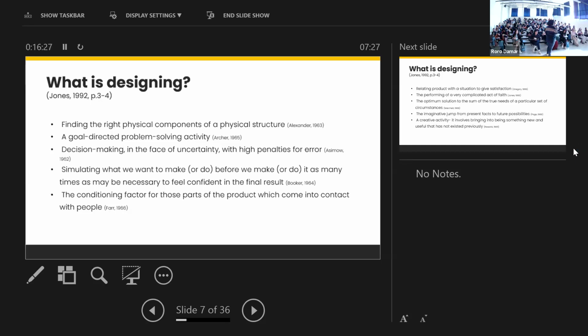The conditioning factor for those parts of the product which come into contact with people. Probably this applies not only to architecture, but to other design as well. I mean, designing is a general term, it can be engineering design, product design, interior design. Okay, next.